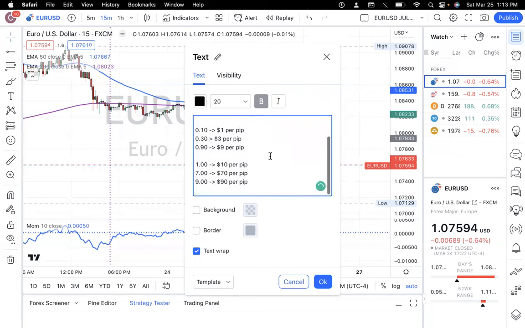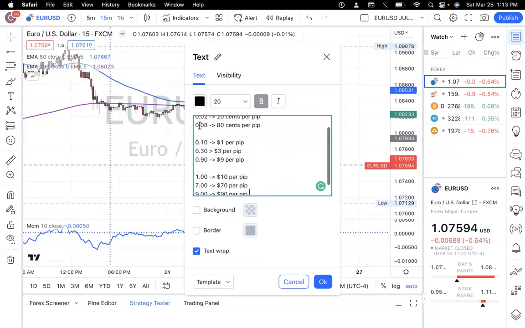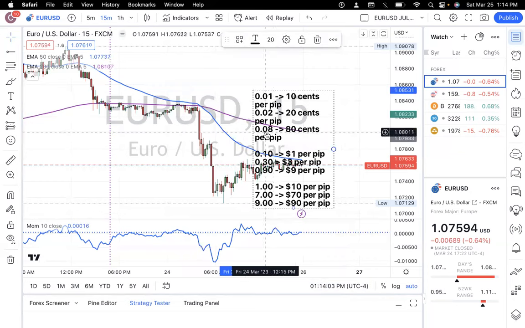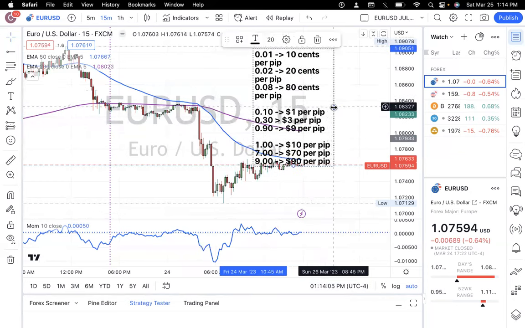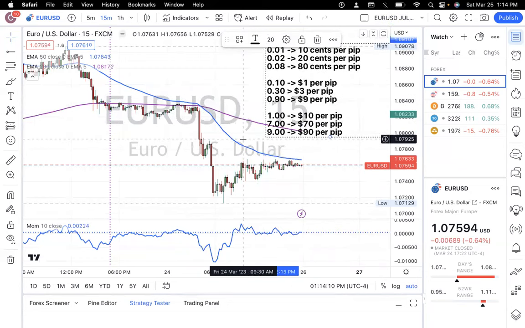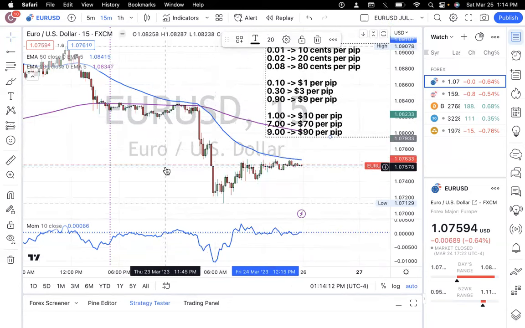Now, remember, you don't have to remember these numbers specifically, but you do have to remember the difference between the micro, the minis, and the standard lots when it comes to calculating your profit and your risk within the market. So I'll just leave this here because we're going to use it again in a second. You guys can also screenshot this, or you can simply Google pip calculation chart, and you can save it to your phone so that you'll always have it.